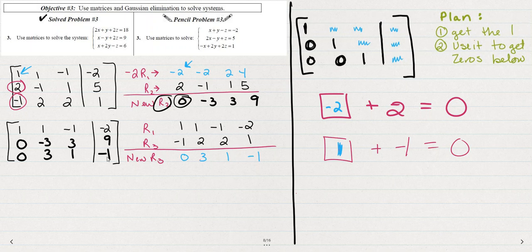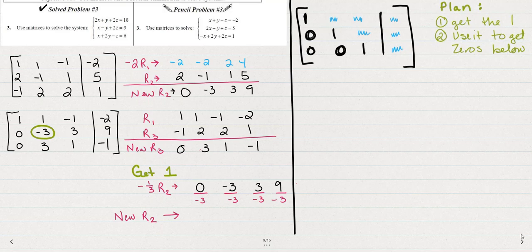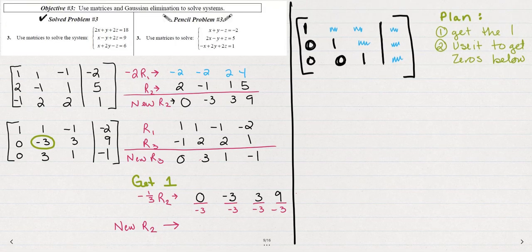Well, I've gotten my first column done. We have a 1, 0, 0. Now we're going to move on to column 2. What's the plan? To get a 1 and then bounce off of it to get zeros below it. Why are we doing that? Because here's our goal. We want it to look like this, where we have 1s in the diagonal and zeros below each one. So if we want 1s in the diagonal, we need this -3 to stop being a -3 and to be a 1. Here's how we get that 1.